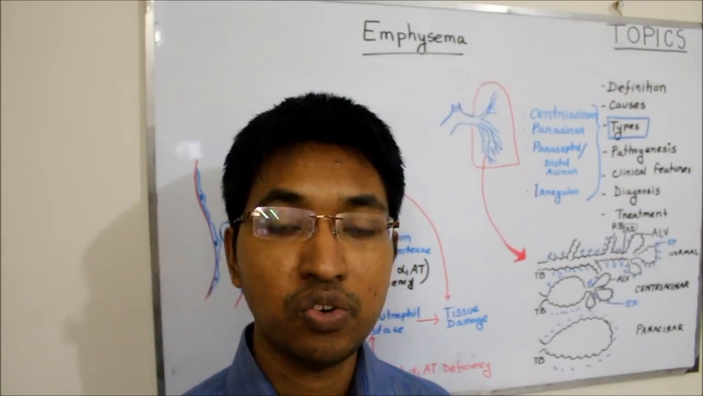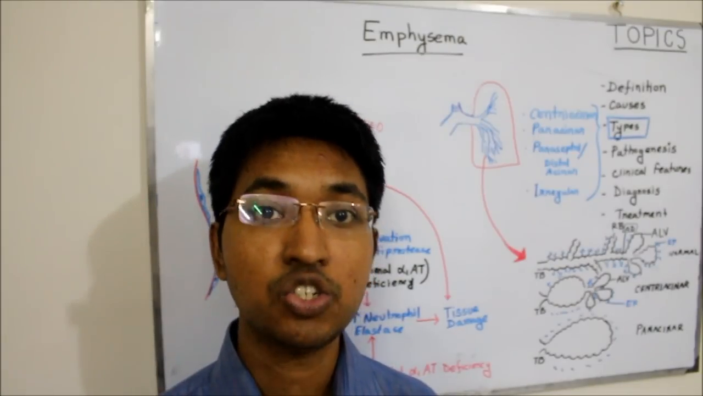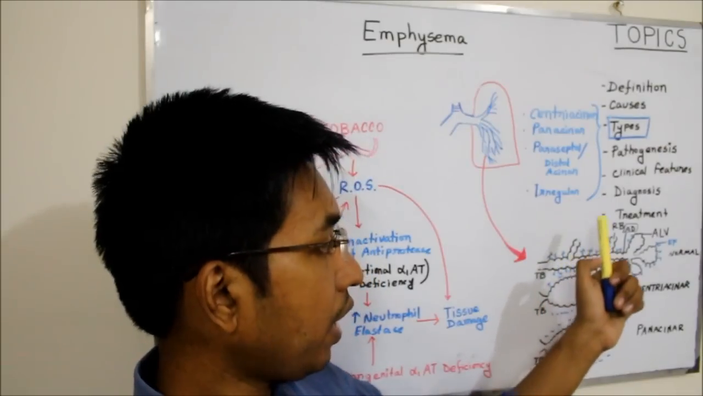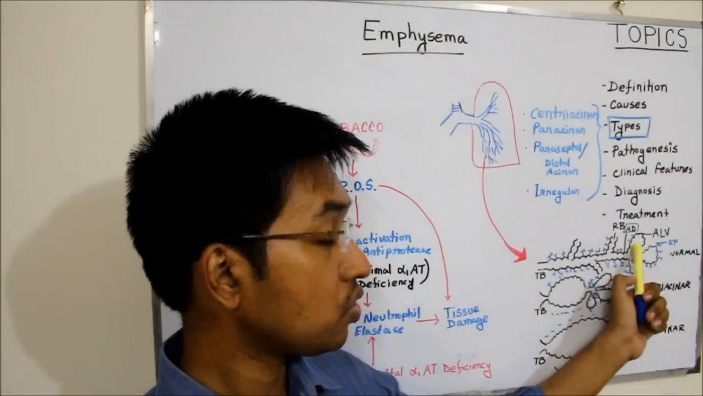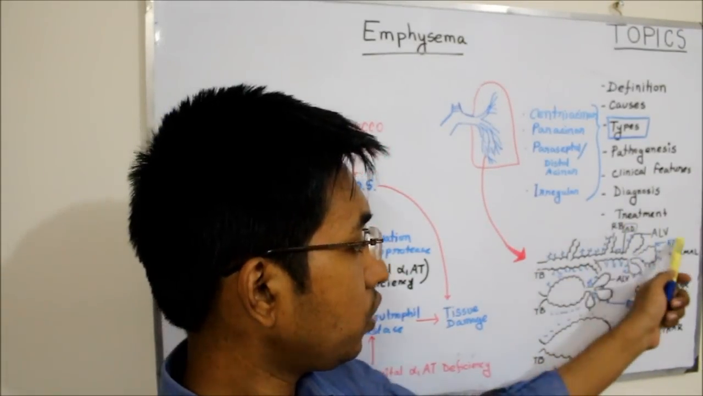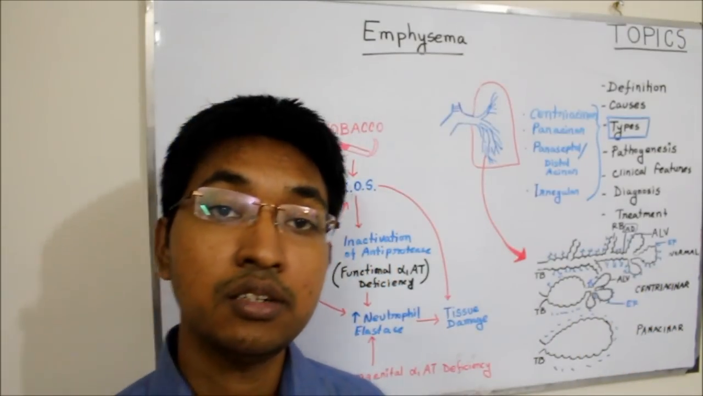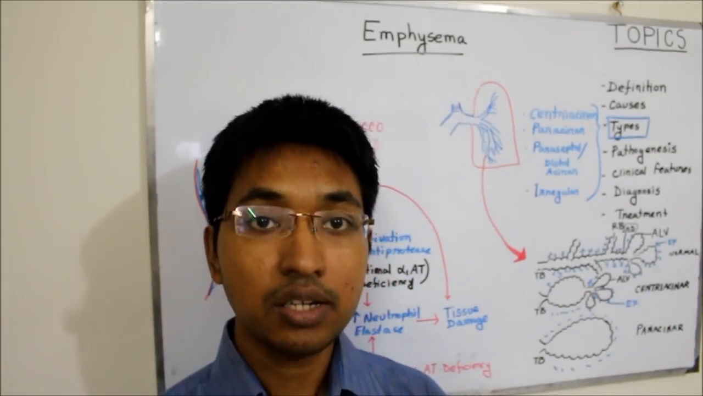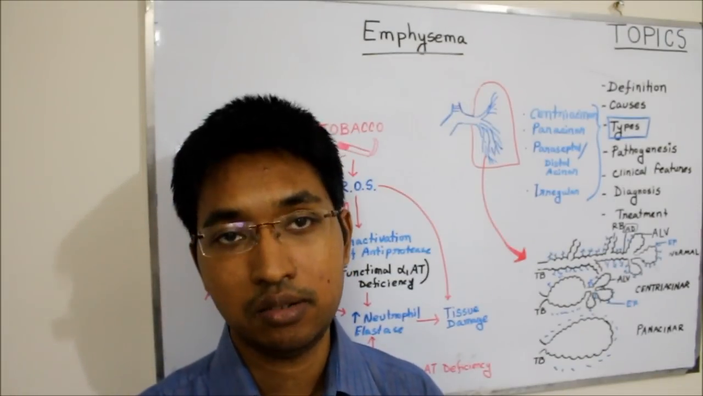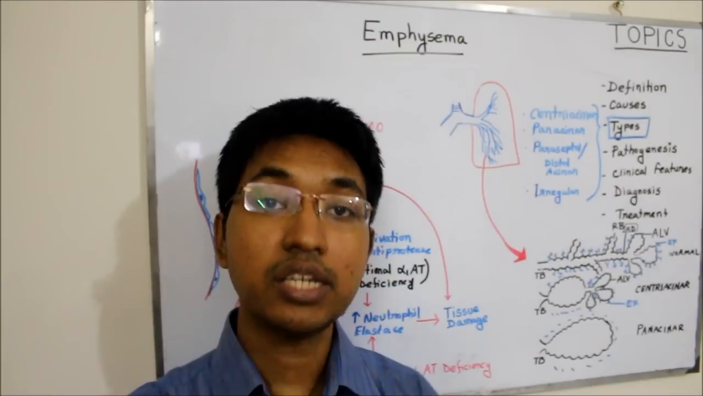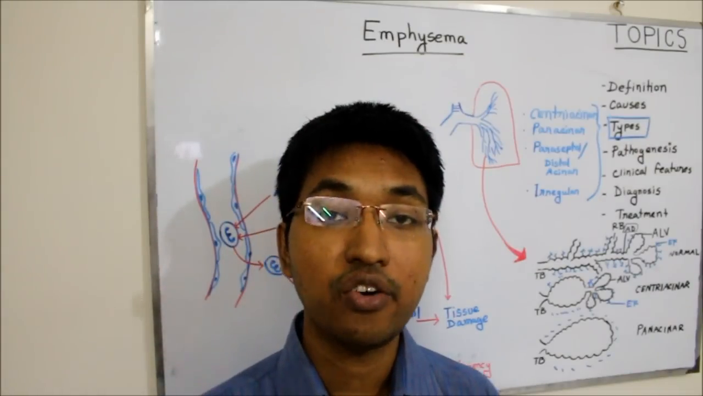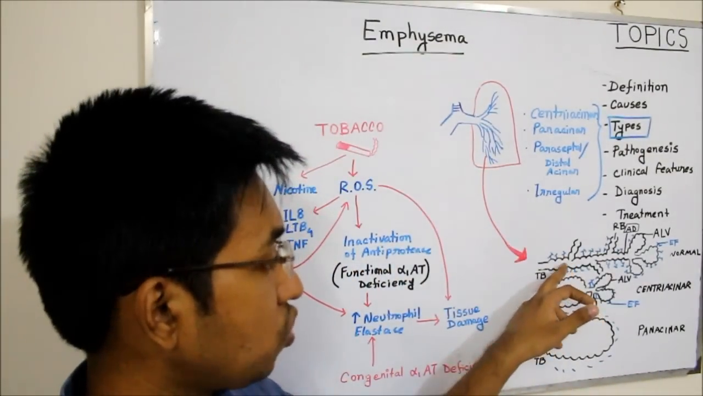So in case of the respiratory system, respiratory acini contains respiratory bronchiole, alveolar duct, alveolar sac and alveoli. Okay, so this is a respiratory acini. And in Centriacinar emphysema, the central part of the respiratory acini get affected. There is emphysema in the central part of the respiratory acini. And if I want to be more clear, there is emphysema in the respiratory bronchiole.